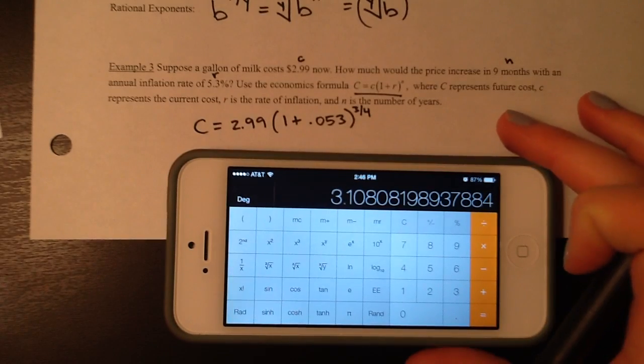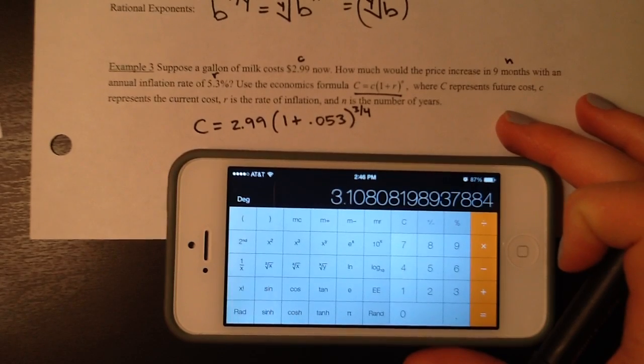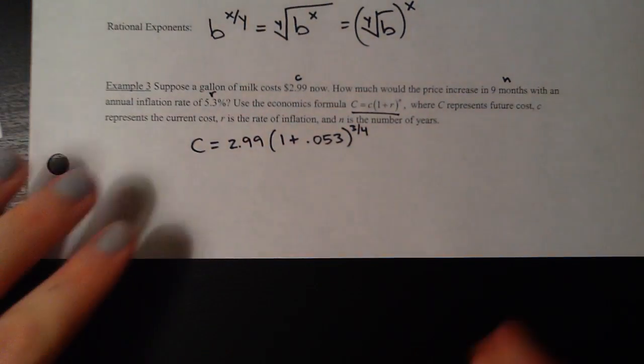So we end up with a price, and of course, since it's a price, you want to round it to 2 decimal places. So $3.11 is what we're going to round that to.